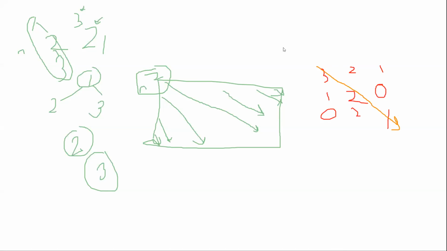So I get to 3. I add it to my heap. I have 3. Now I get to 2. I add it to my heap. Now I have 2. Now I get to 1. I add it to my heap. My final heap will be like this: 1, 2, and 3.